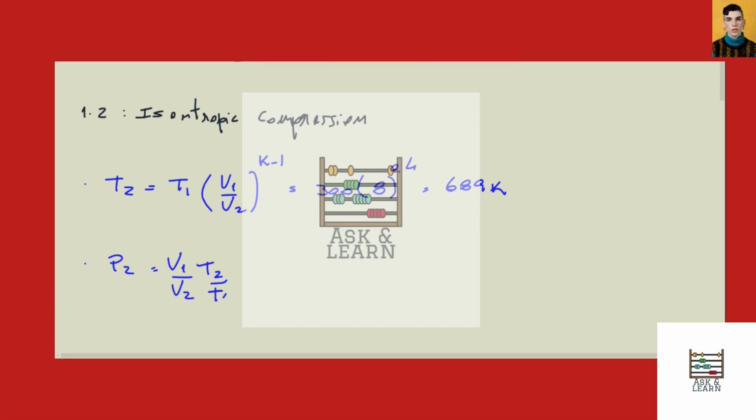And using the ideal gas law, we can use P2 equals V1 over V2 times T2 over T1 times P1. And this is going to be equal to 8 multiplied by 689 divided by 300 multiplied by 95, which is the initial pressure. And the pressure at point 2 is just 1745 kilopascal.